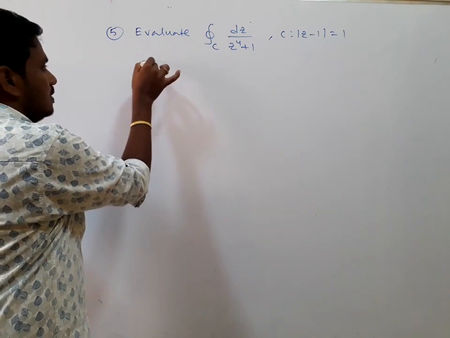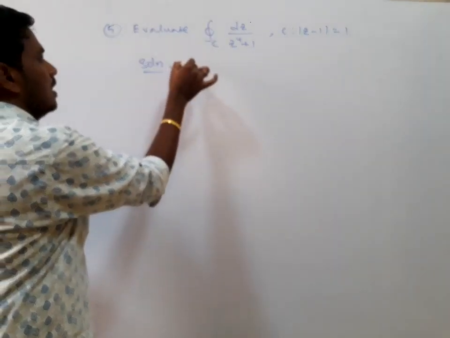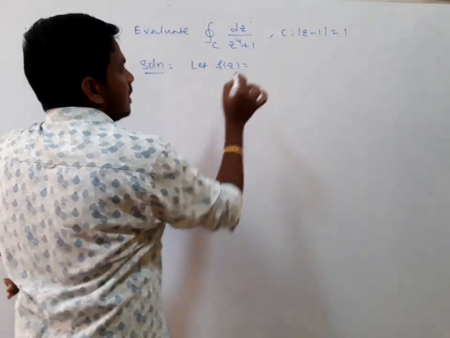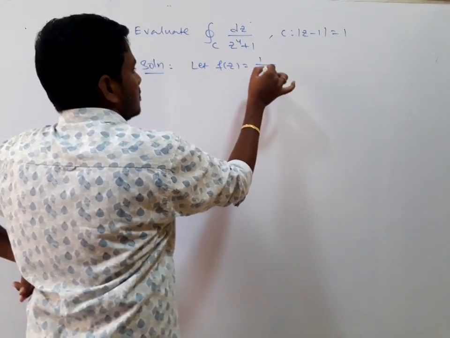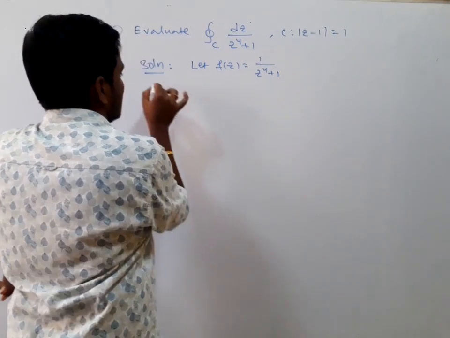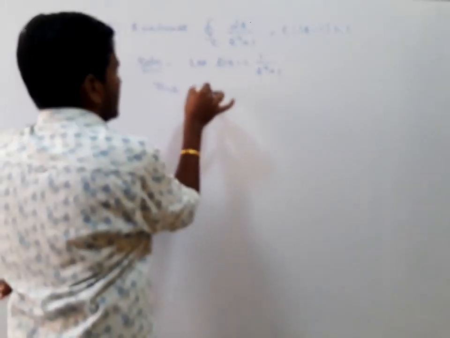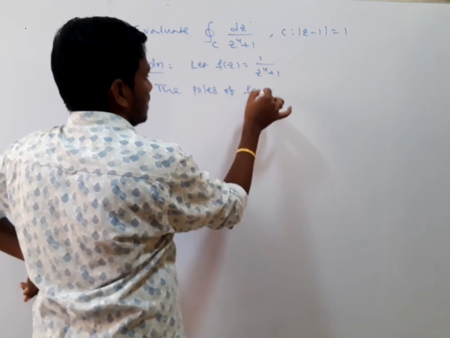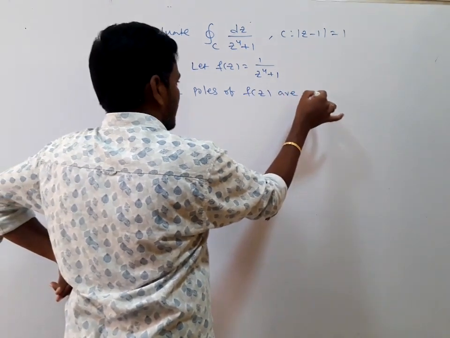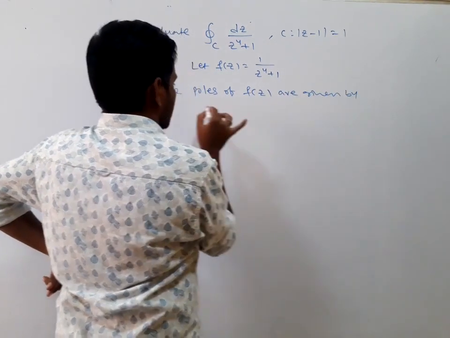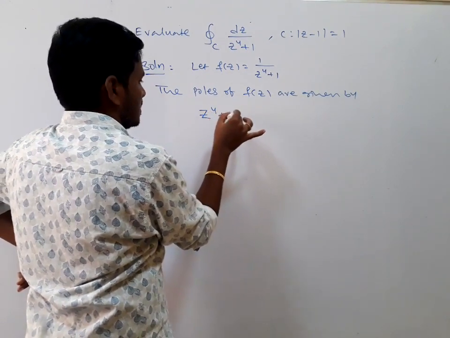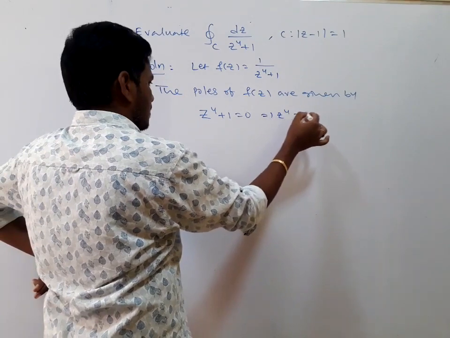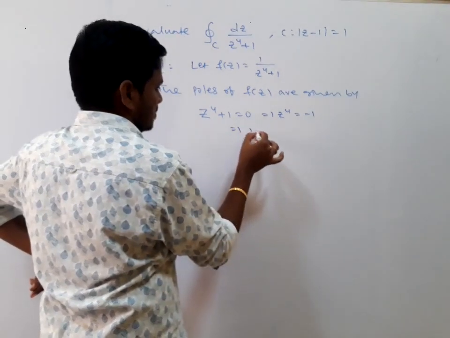Now coming to the solution. Let f of z equal 1 divided by z to the power of 4 plus 1. The poles of f of z are given by z to the power of 4 plus 1 equals 0. So z to the power of 4 equals minus 1.